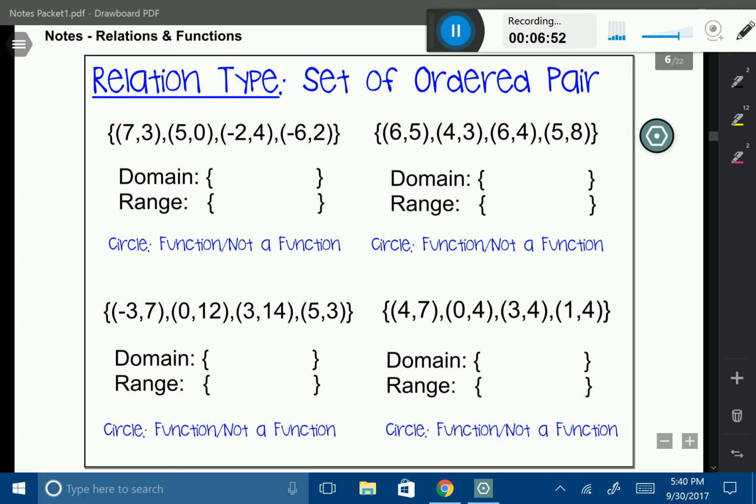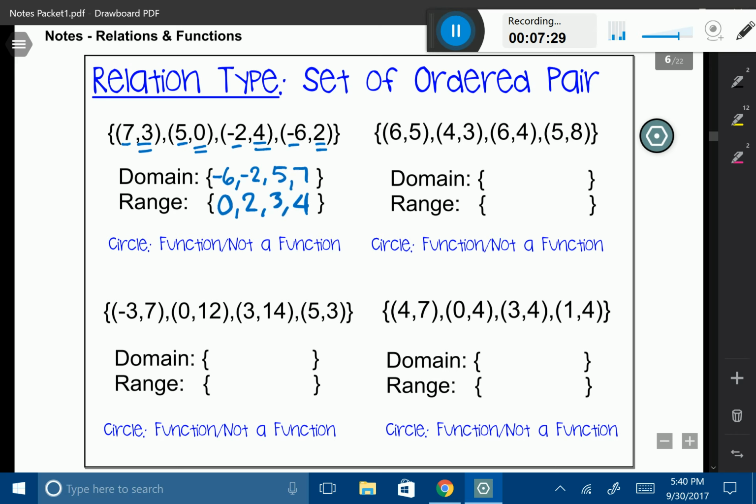My domain values. Again, my domain are all of my x values. So that's going to be 7, 5, -2, and -6. I always like to put my domain values in order, so I'm going to write -6, then -2, then 5, then 7. And my range values are going to be all of my y values. So that's going to be 3, 0, 4, and 2. And again, I like to put those in order as well. So 0, 2, 3, and 4. And you can see that I have them in roster form here. That's usually the most common notation for this.